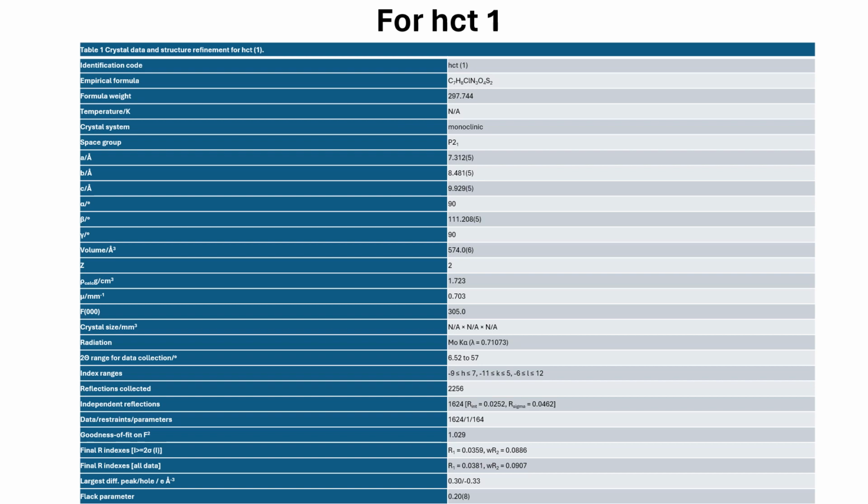After refinement I also have to check Uiso, that is the isotropic displacement parameter. And after giving each structure I have to refine once again. So I have to keep refining until the R factor comes out to be very low.